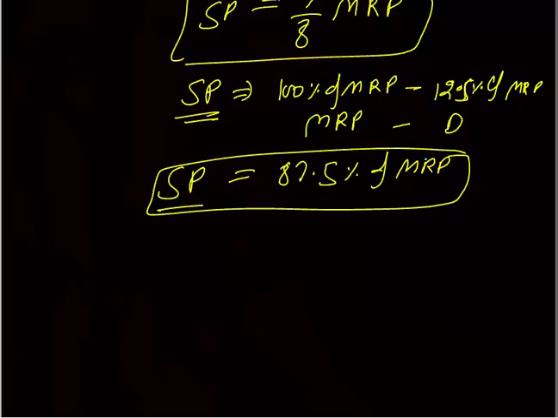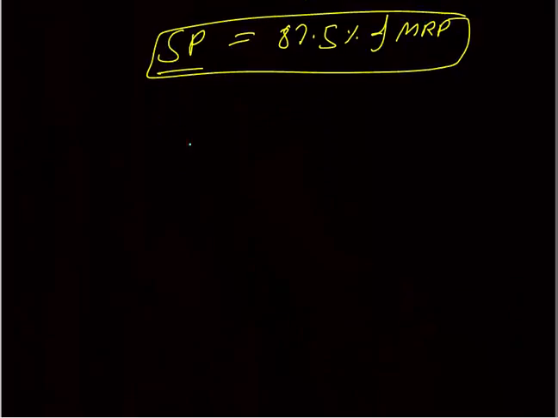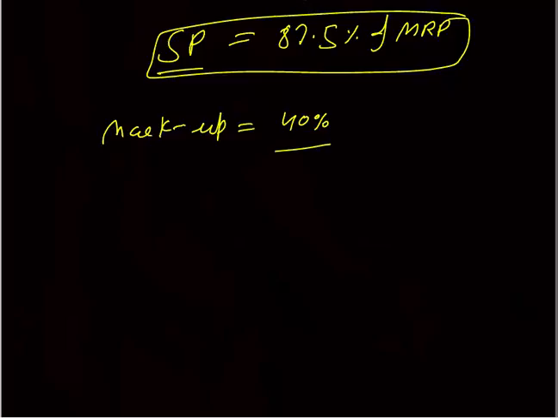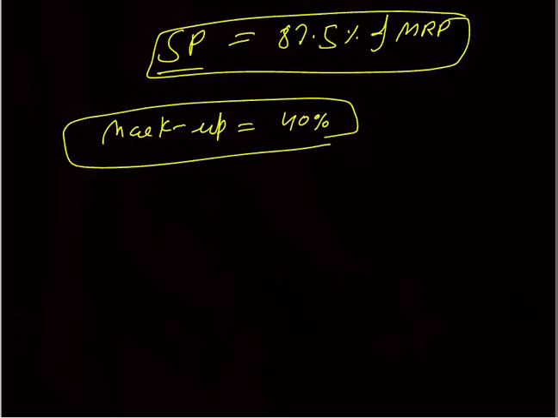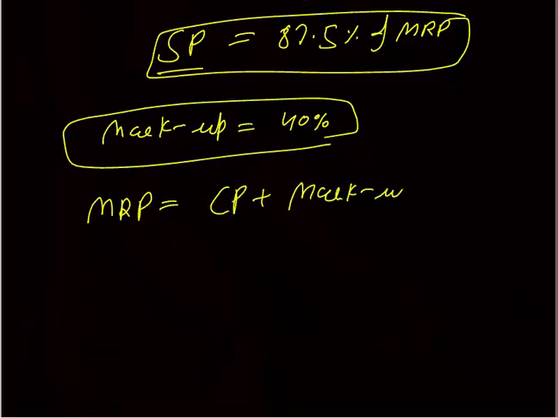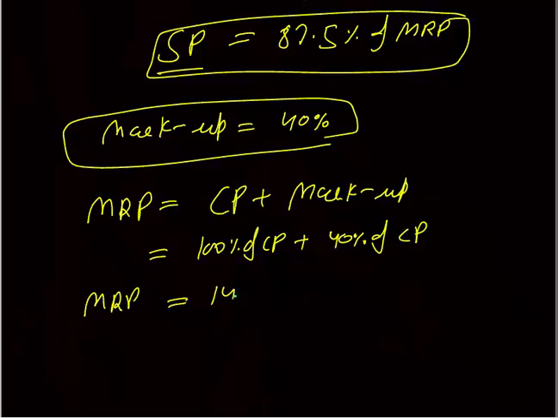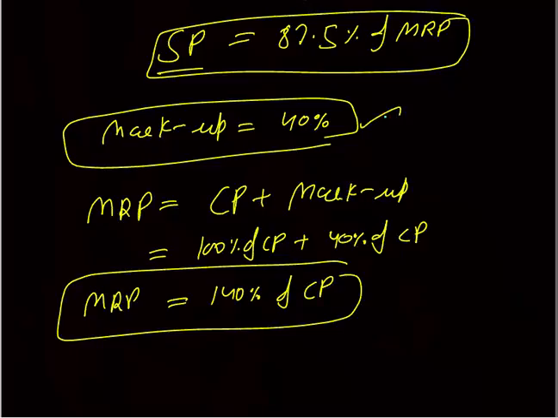One more term was there, markup. Whenever there is a markup of 40%, the markup is always calculated on the cost price. So MRP is cost price plus markup. Now cost price is 100% of itself, 100% of CP. Your markup is 40% of definitely CP. You will straight away write in the exam MRP is equal to 140% of CP. Whenever the question comes, markup is 40%, your first equation would be MRP is 140% of CP.